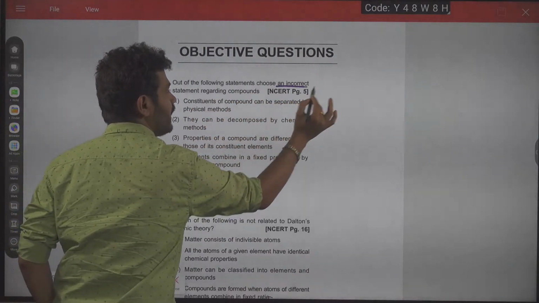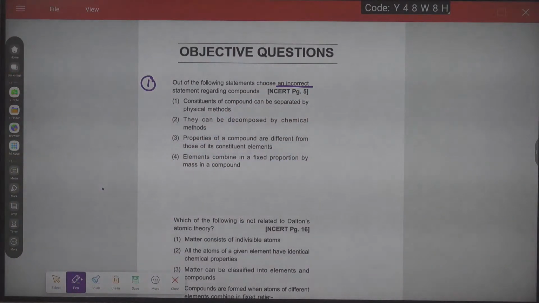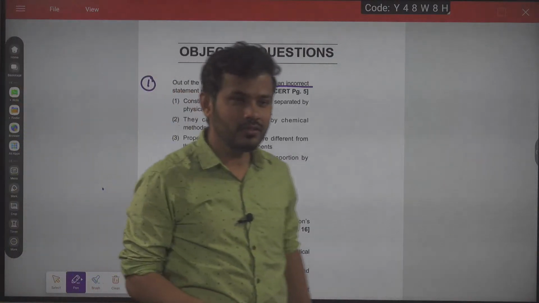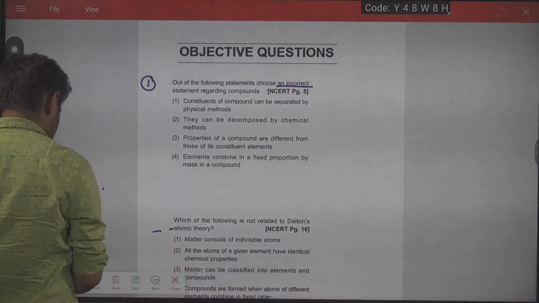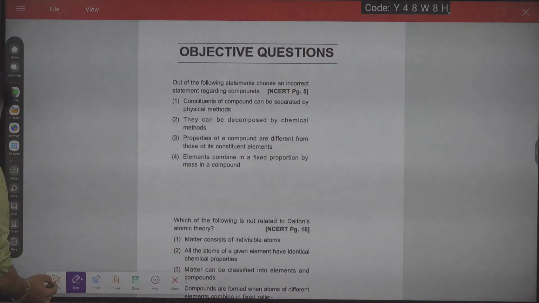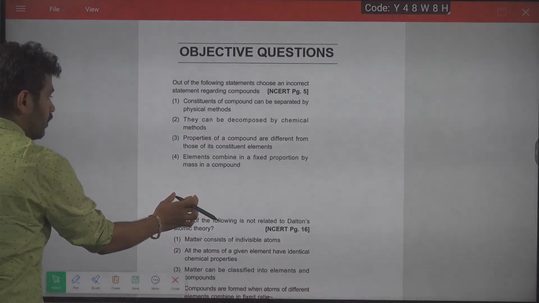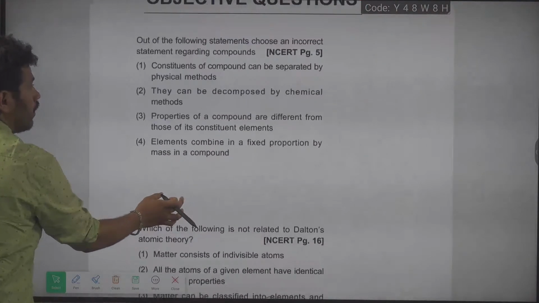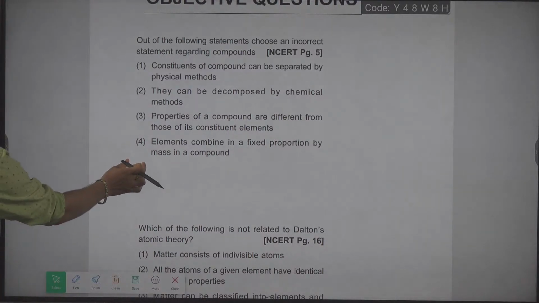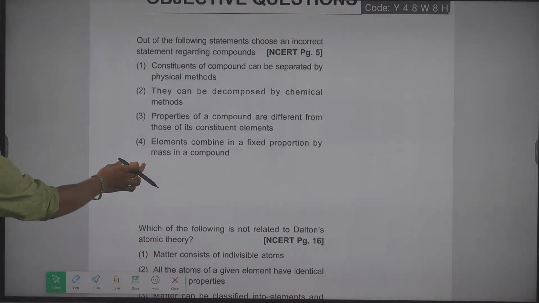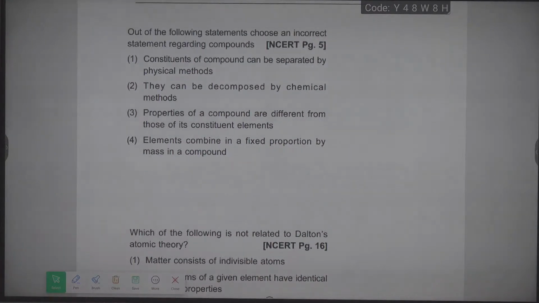They are asking for the incorrect statement. Now you people tell me, what is incorrect among these? Once zoom. Okay, I'm zooming it. Is it okay now? I hope you can see the screen clearly. If yes, then please answer the question.